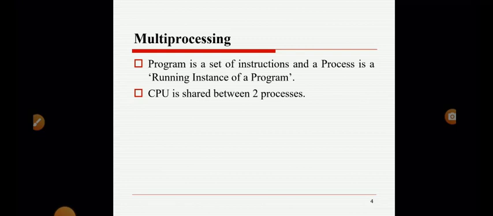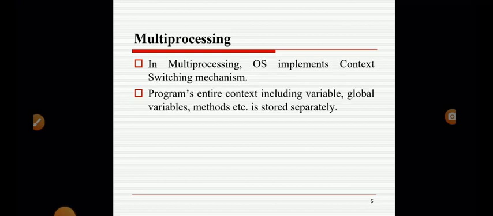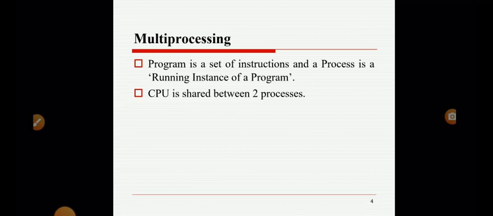What is multiprocessing? We know that a program is a set of instructions and a process is a running instance of the program. So we must know the difference between a program and a process. A program in execution is called a process. A program is a set of instructions. So a CPU is shared between these two devices. This is called multiprocessing.